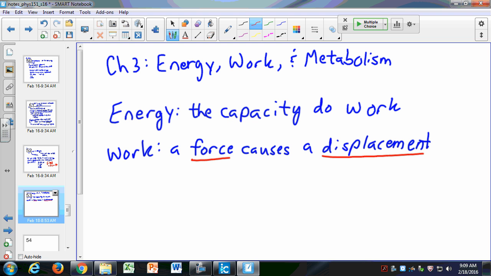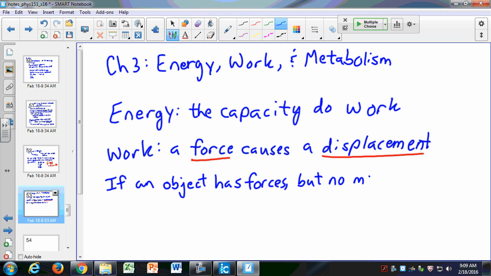So if an object has forces but no motion, there is no work.